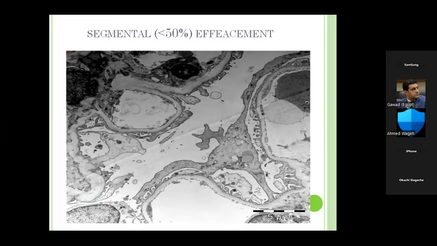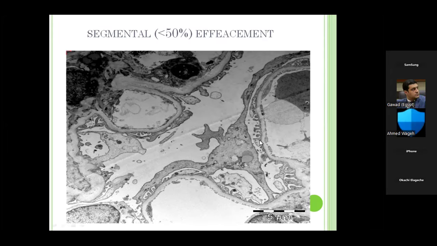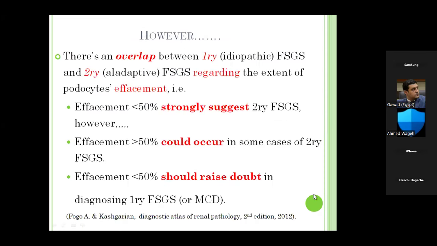So effacement less than 50% is called segmental, as in this case, we can see here podocytes are normal, but here podocytes are more effaced, here are widened, here effaced. So it's a segmental effacement. While here it's diffuse effacement, all podocytes are effaced.